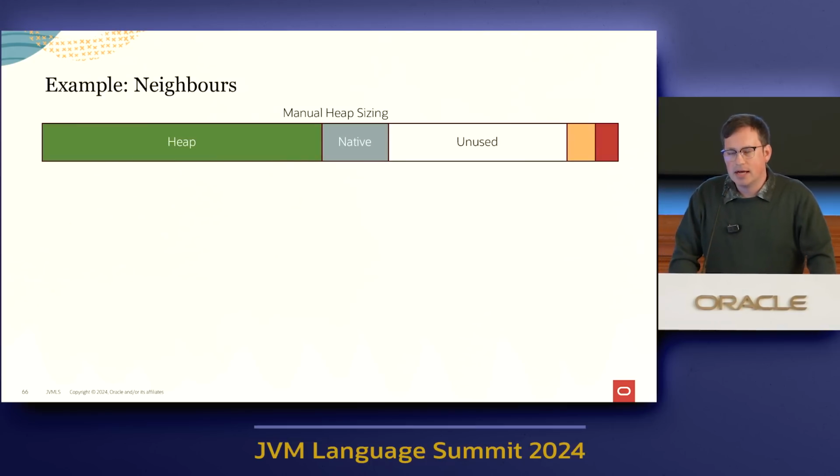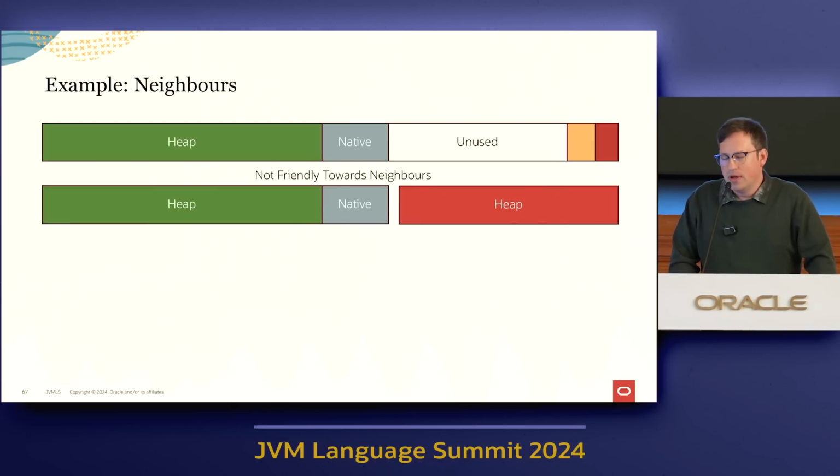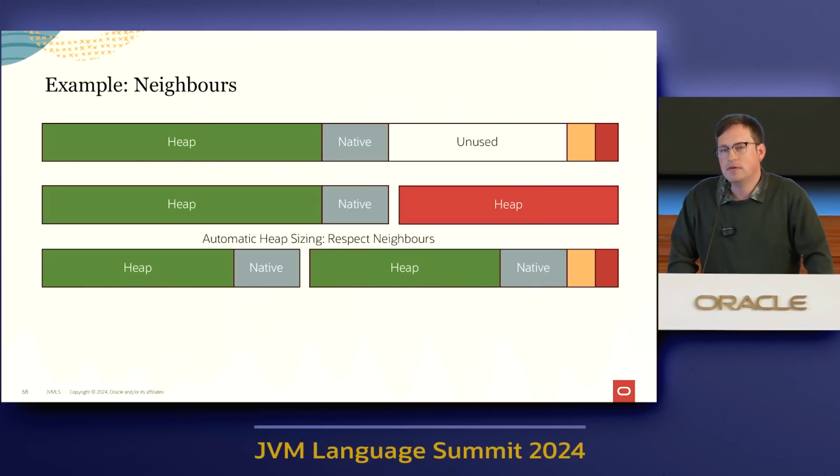Another example is how to deal with neighbors. With manual heap sizing, if there's an extra JVM that needs to run, it might not be able to, because we don't accommodate them at all. But with automatic heap sizing, since we are monitoring the system and acting accordingly, we can respect our neighbors in the sense that we allow them to run side by side.